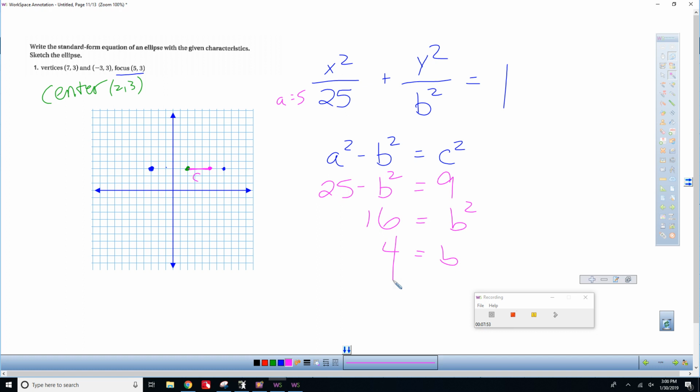Okay, so check this out. Now we have to adjust the tops. We know that b is 4, so b squared is 16. Well, what happened? Where is our center? It's right 2, up 3. So then our final equation for this one is going to be, I don't know where to write it. I'll just write it right here, and I'll write it in black.